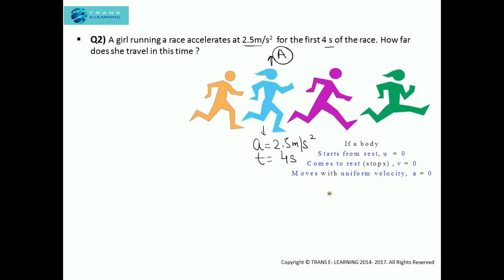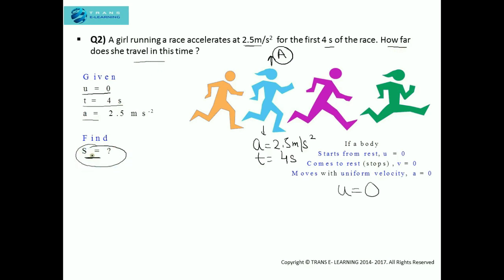If we consider these 3 points, then the initial velocity of the girl will be 0 because initially all of them will be at rest. And once the race started, they started running, and this girl started running and accelerates at 2.5 meters per second square for the first 4 seconds of the race. So first of all, we should write down what is given and what needs to be found. Initial velocity is 0, time taken is 4 seconds, and she accelerates at 2.5 meters per second square. And we need to find the distance, because in the question it is asked how far does she travel in that time. So we need to find the distance traveled by this girl.